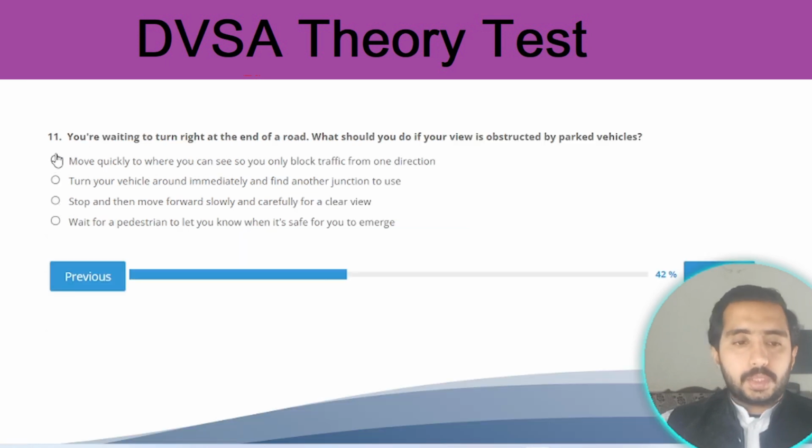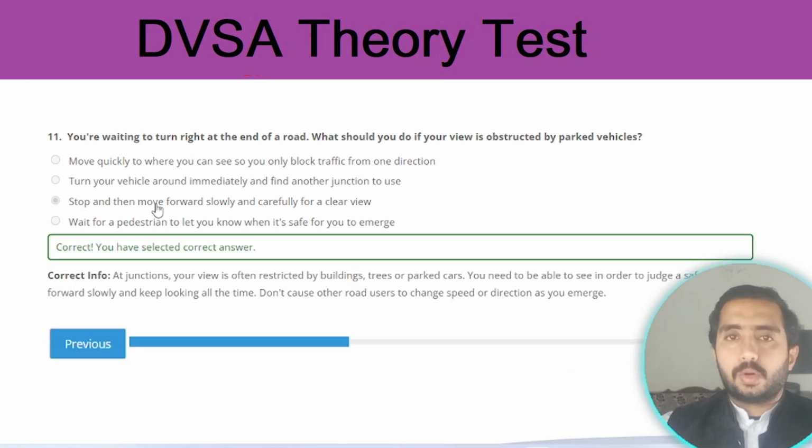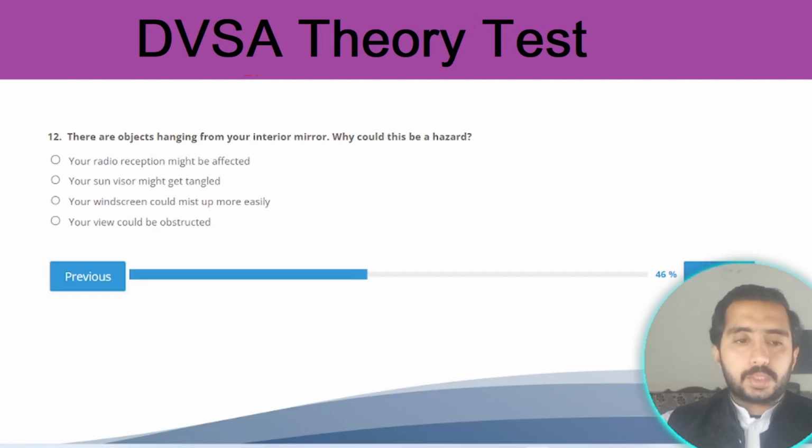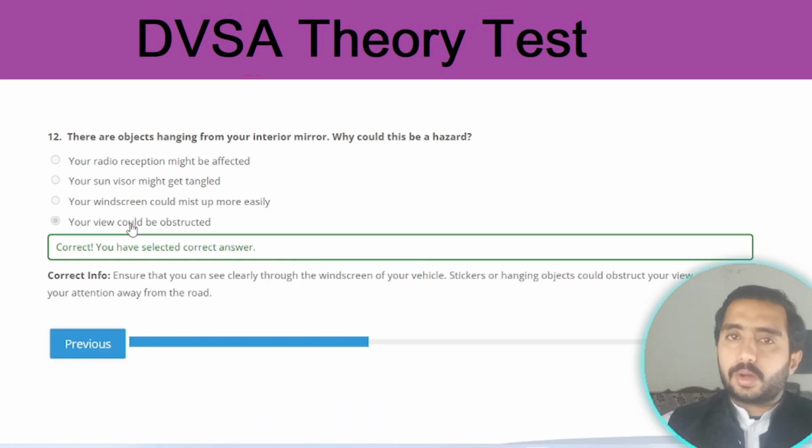Next one. Question number 11. You are waiting to turn right at the end of the road. What should you do if your view is obstructed by a parked vehicle? The correct option is stop and then move forward slowly and carefully for a clear view. Option C is the correct option. Next one. And question number 12. There are objects hanging from your interior mirror. Why could these be a hazard? It could be a hazard because your view could be obstructed. Option D is the correct option.